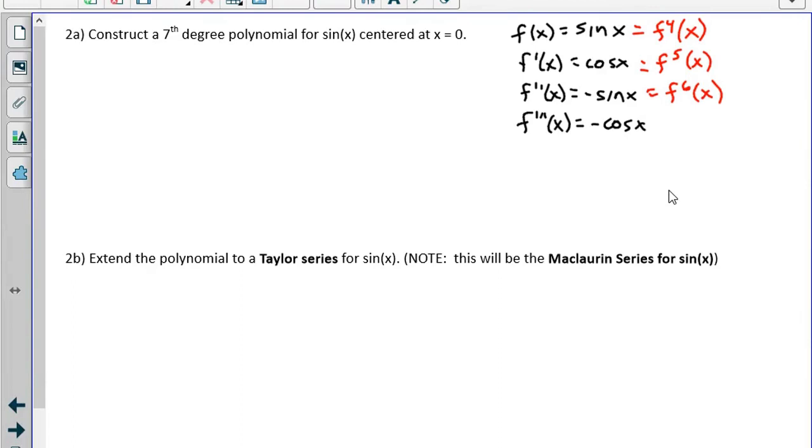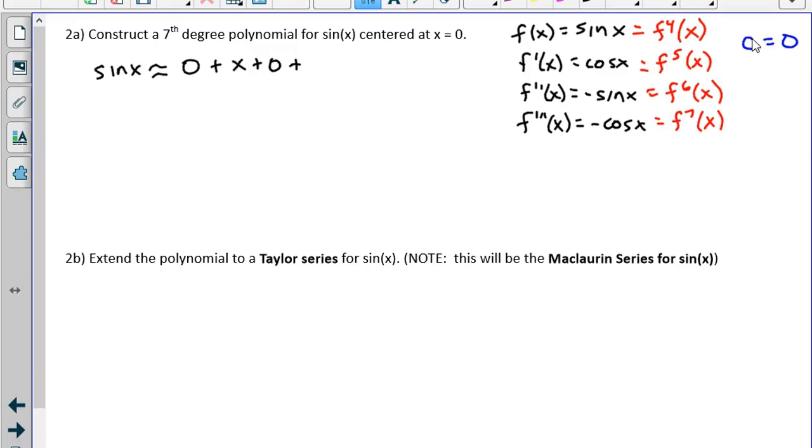Construct a 7th degree polynomial for sine of x centered at x equals 0. So, because we're centering this at 0 again, we will have our c equals 0. And so what we're going to do is we're going to approximate sine of x. So sine of x is approximately f of 0. Sine of 0 is 0. Then we're going to add the derivative, which is cosine. Cosine evaluated at 0 is 1 times x, plus negative sine evaluated at 0 is 0 again.